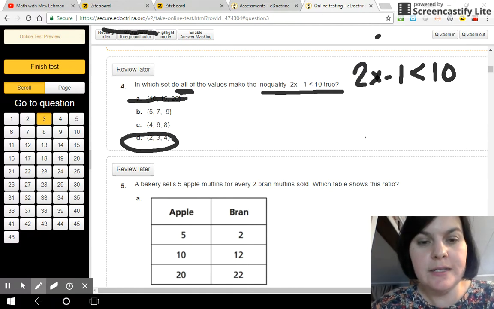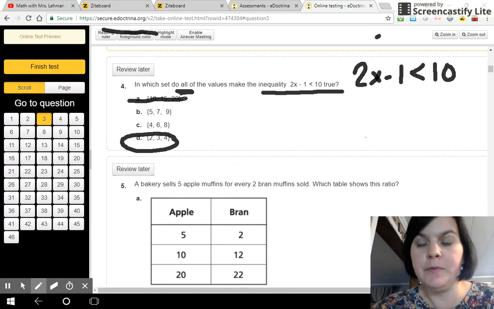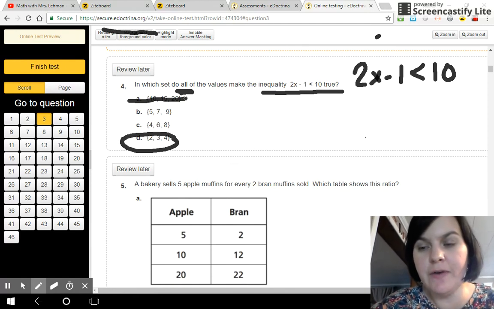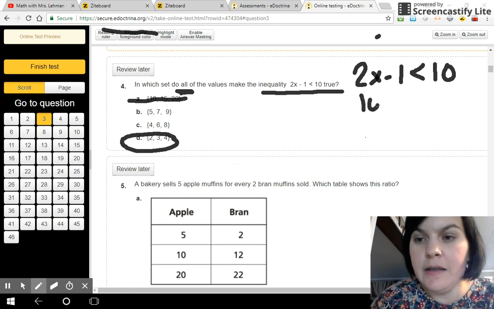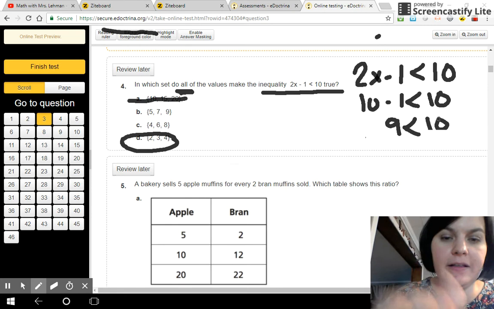If you look at choice B, the first option in the set is 5. So it says if you plug those in, 2 times 5 is going to give you 10, right? So you'd get 10 minus 1 is less than 10. You'd say 9 is less than 10. And a lot of kids are going to go, yay, I got the right answer.